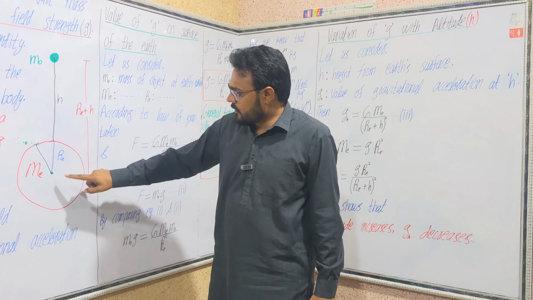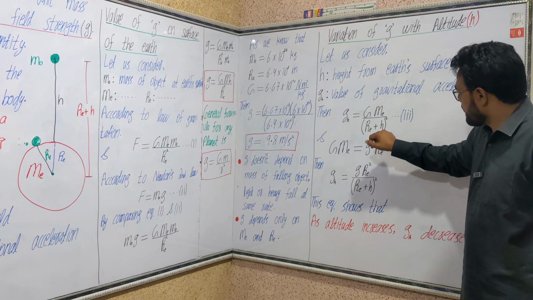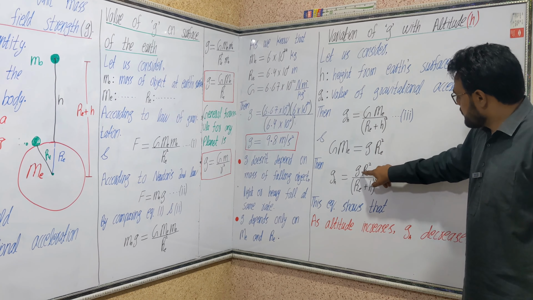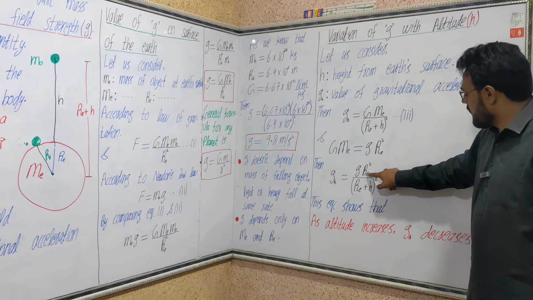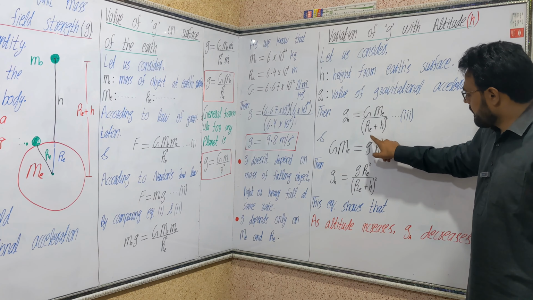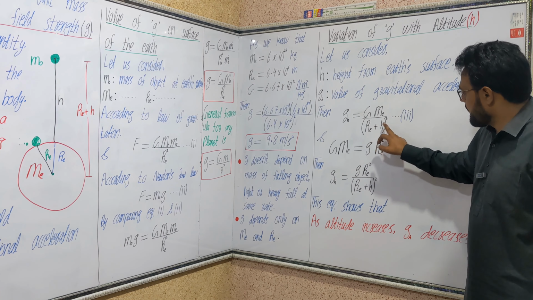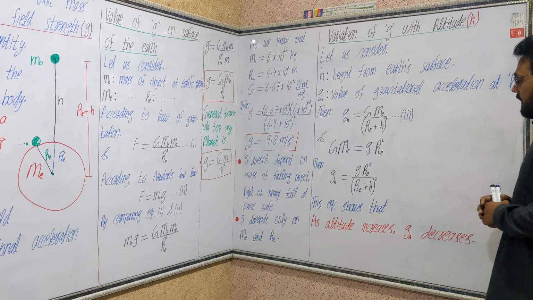Then GM_E is equal to gR_E square. Now plug in the value of GM_E here in the equation for g at height h. GM_E is equal to gR_E square, so we plug it in as gR_E square. The denominator is the same, (R plus h) whole square.